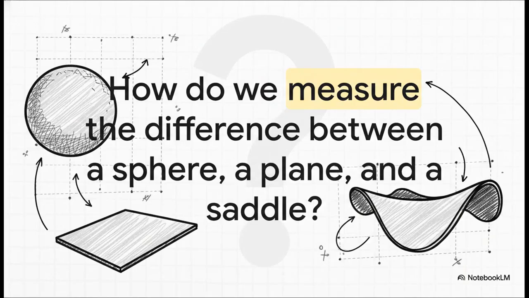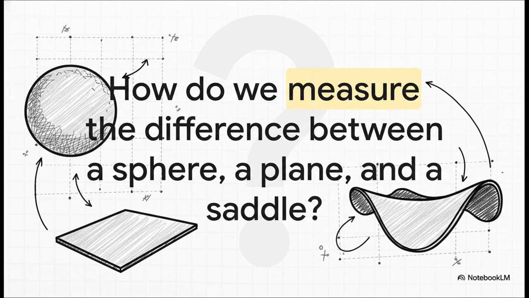Okay, so let's just start with a really simple question. I mean, you look at these three surfaces, right? A sphere, a plane, a saddle. You just know they're different. One's round, one's flat, one does that weird curvy thing in two different ways. But how do we turn that gut feeling into a precise mathematical measurement?